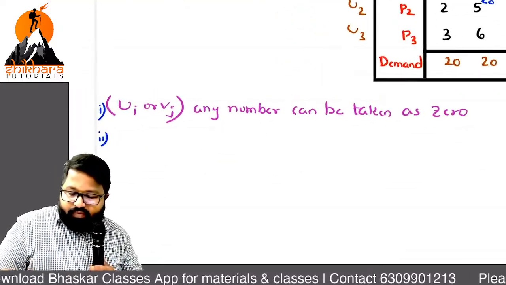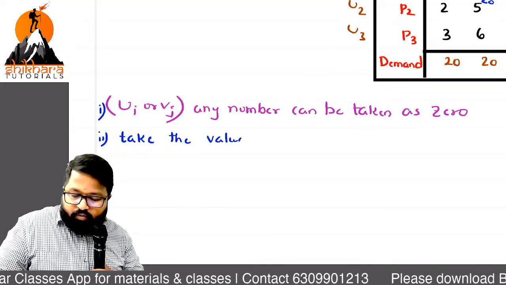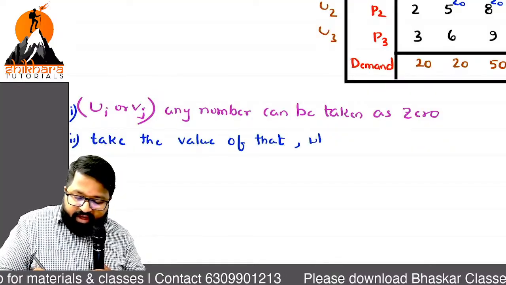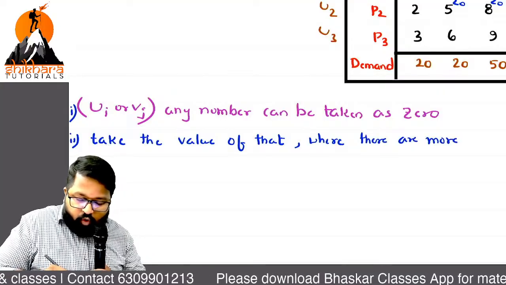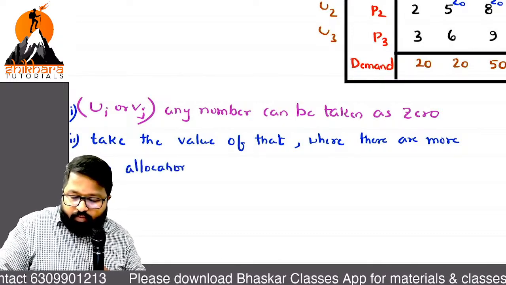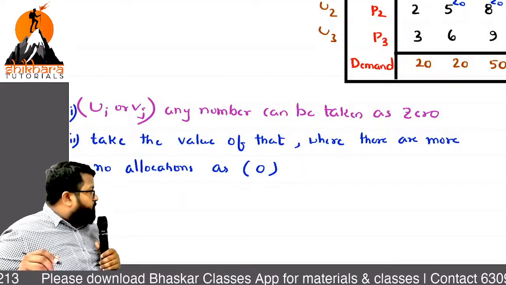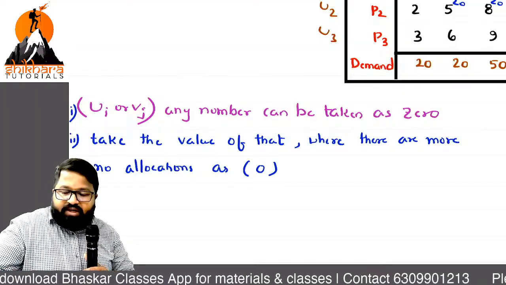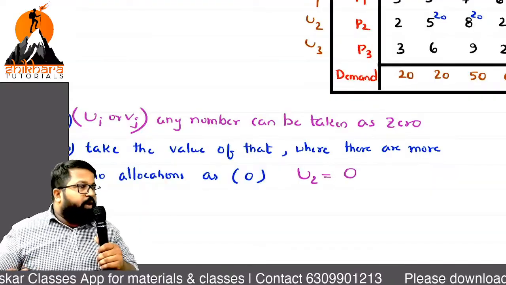That is, take the value of that where there are more number of allocations as 0. In our case, which letter has more number of allocations? U2 has more number of allocations, so we are taking U2 as 0.